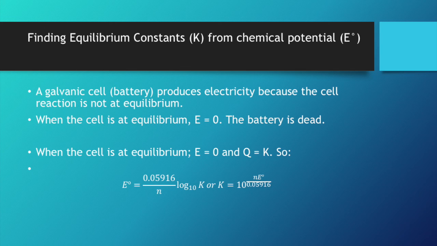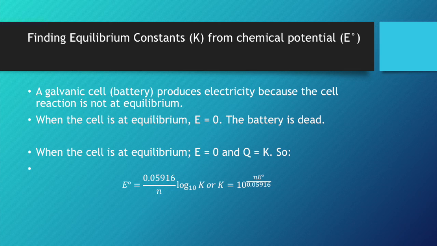So galvanic cell is basically the scientific term for a battery. Now, batteries are in just about everything from your laptop to your cell phone to the thing that starts your car in the morning, and they produce electricity because the cell, or the reaction, is not at equilibrium. When your cell is at equilibrium, where E equals 0, your battery is actually dead.